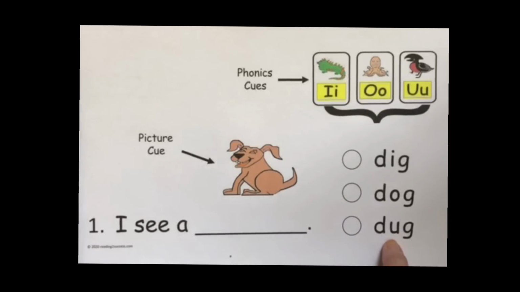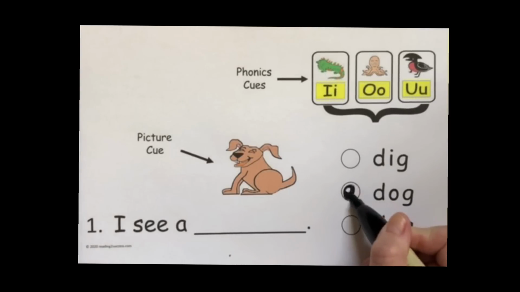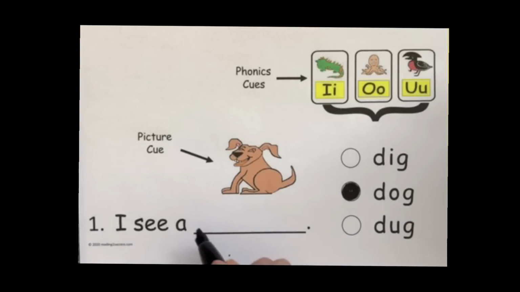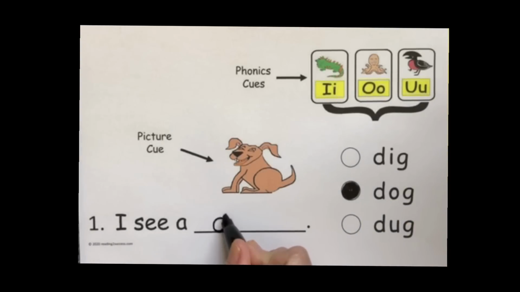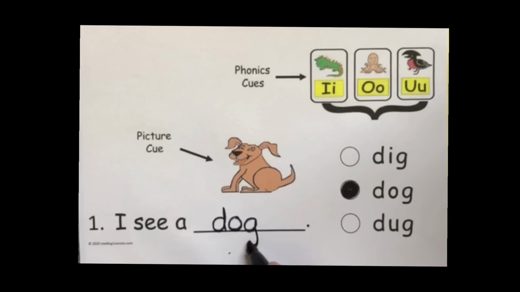Let's just try the last one to make sure. Doug. I see a Doug. That does not make sense. So our correct word that we would fill in the blank with is dog. And then have kids write in the word D-O-G, and then have them read it. I see a dog.